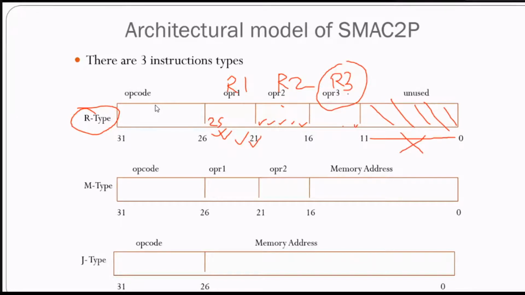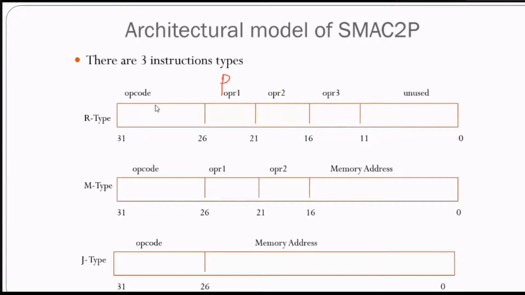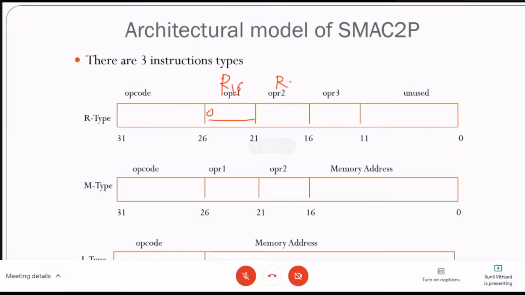Only used bits are operand 3, 11 to 15, then 16 to 20, 21 to 25. Okay, which will indicate your R1, R2, R3, or you can say that which will indicate your operand 1, operand 2, operand 3. आप यहाँ पे suppose mention करना चाहते हैं R16. So according to that you have to mention 16, आपको 5 bit में 16 को represent करना होगा. Suppose you want to mention R8, so आपको यहाँ पे 8 को 5 bit पे represent करना होगा.